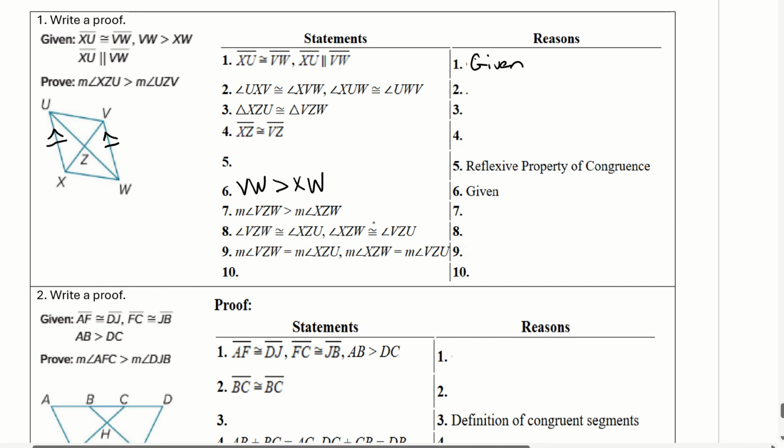All right, so let's go through the steps one by one. So number 2, angle UXV, this angle right here, is congruent to angle XVW. So why are those two angles congruent? Well, if you recall, this is parallel lines and a transversal, so that's the sandwich model. Notice that those two angles are alternate interior angles. So those are congruent, as well as XUW.